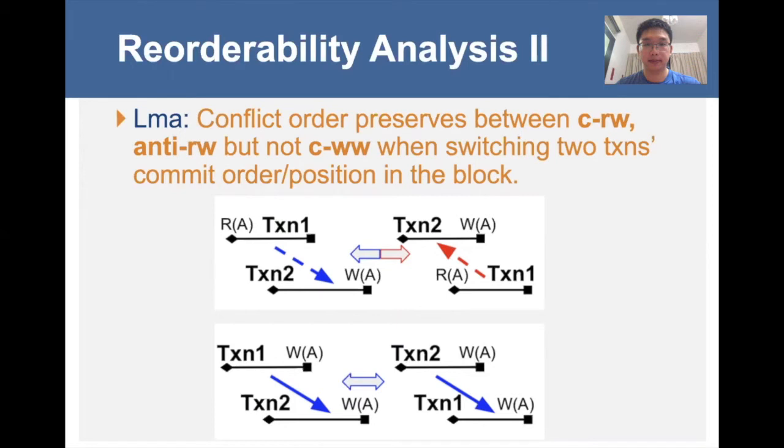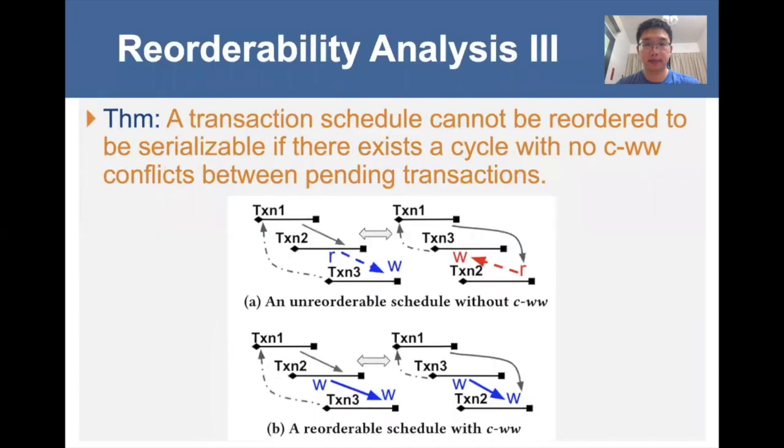The third lemma states that the conflict order preserves between C rewrite and anti-rewrite, but not C write-write, when switching two transactions' commit order or position in a block. These can be easily seen from the figure for their transformation. Now we are able to develop the theorem that the transaction schedule can never be reordered to be serializable if there exists a cycle with no C write-write conflict between pending transactions.